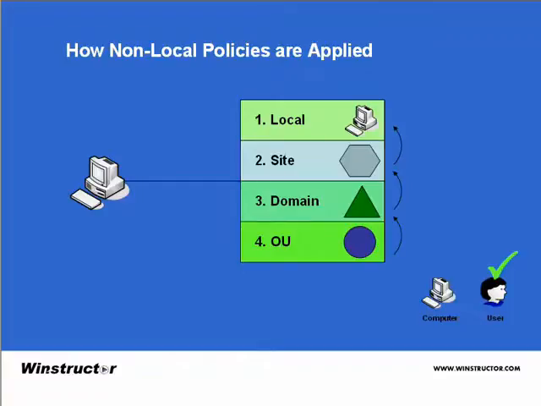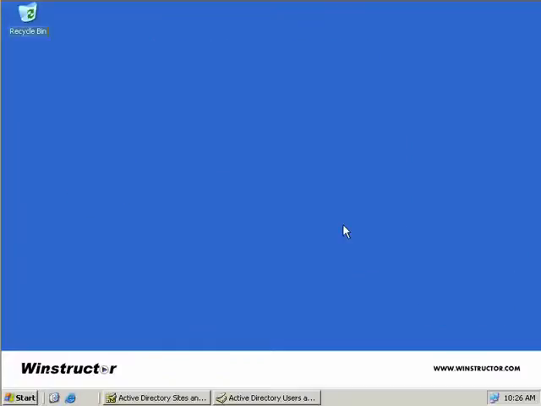Okay, so enough talking about it. Let's go and have a look at configuring group policy in an Active Directory domain. So the first thing we need to do is to decide whether the policy we're going to create is going to be linked to a site, a domain, or an OU.